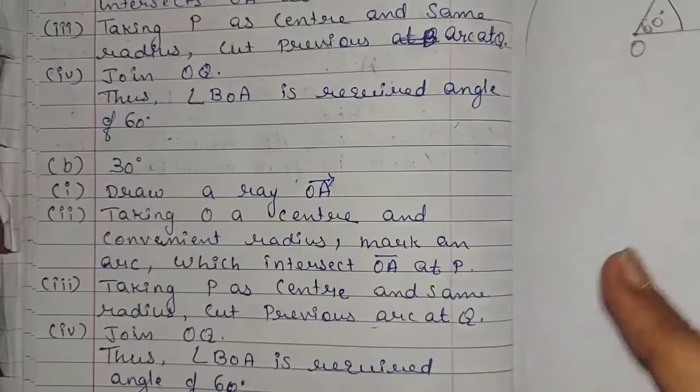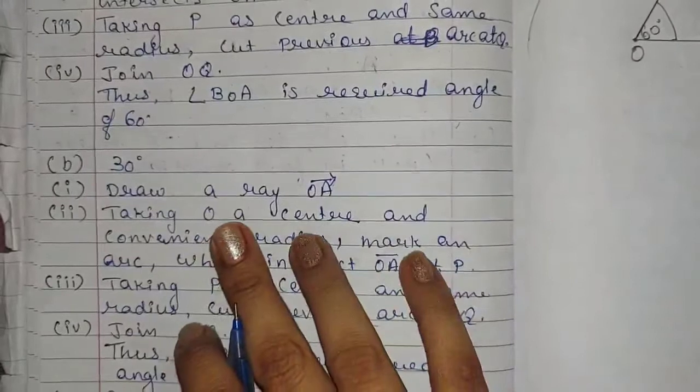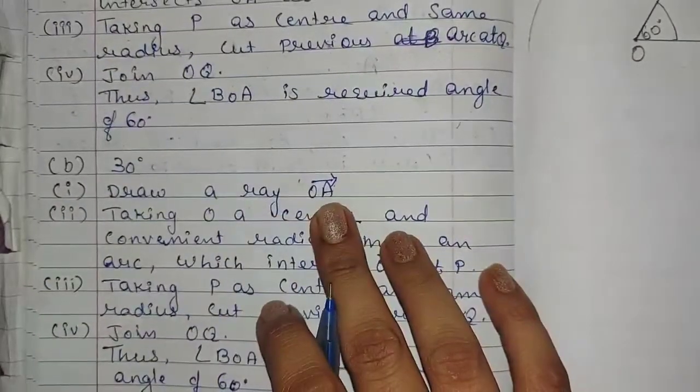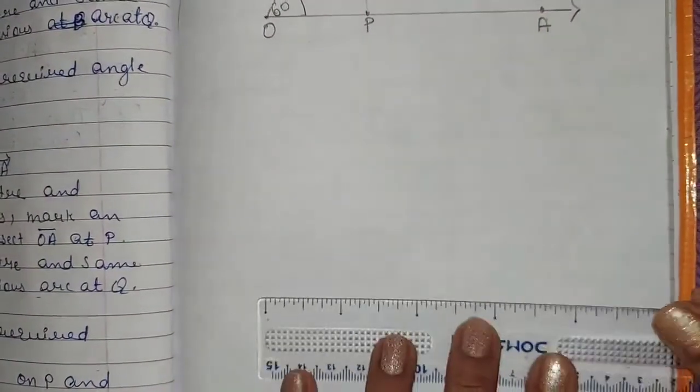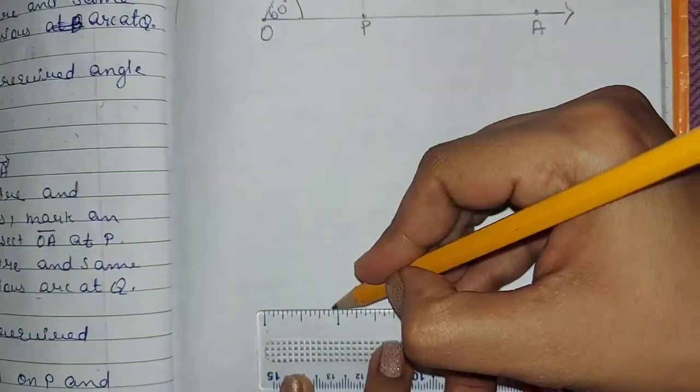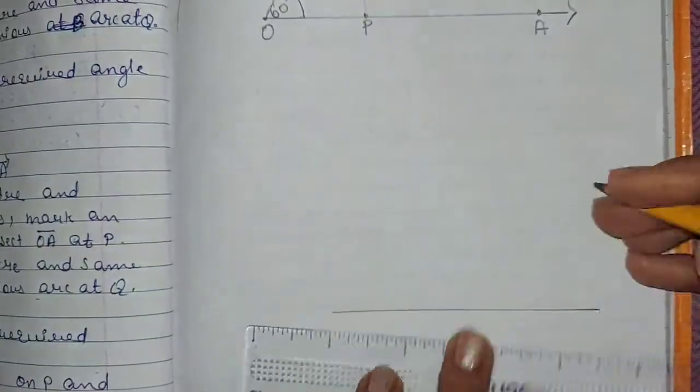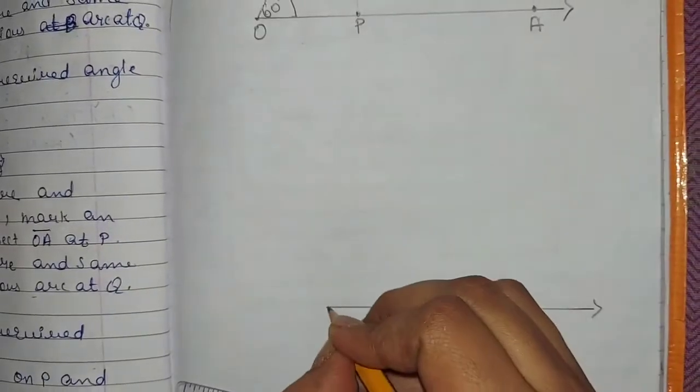Question number B, 30 degree. Step 1. Draw a ray OA. So, students, let us draw ray OA. So here we have drawn a ray OA.